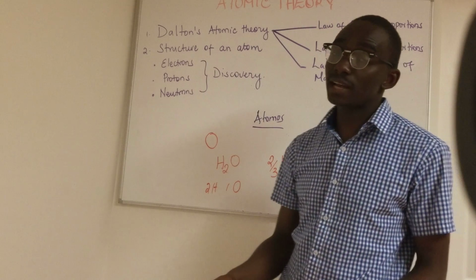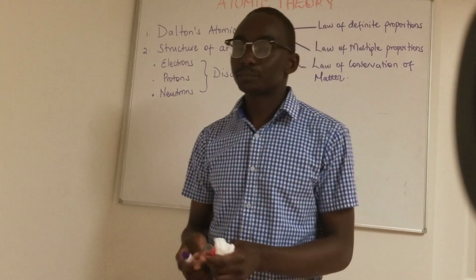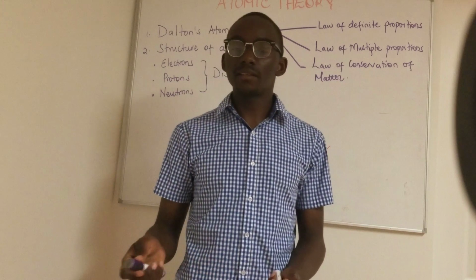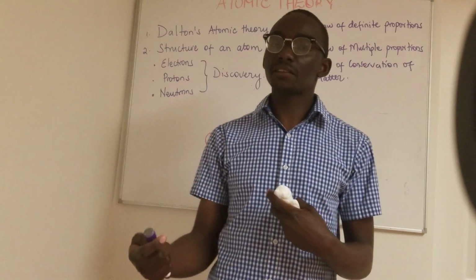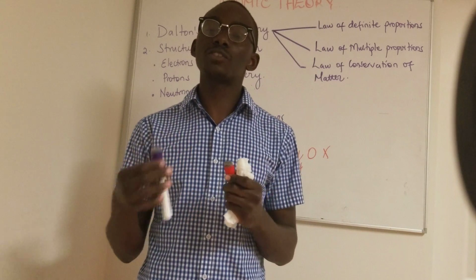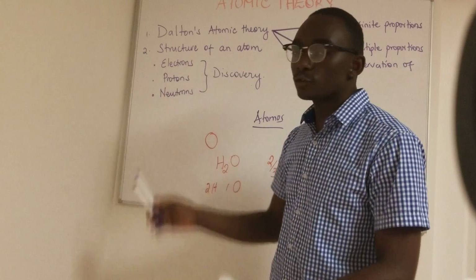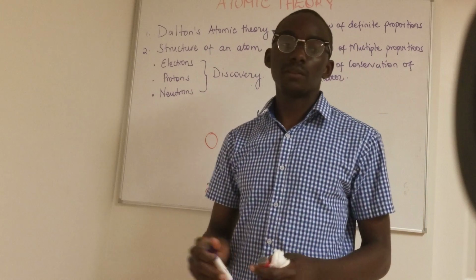Like we said, an atom is the basic unit of an element, and we know that Dalton said that an atom is the basic unit and it's indivisible, but later scientists discovered that atoms consist of what we call subatomic particles, which are electrons, protons, and neutrons. So now we are going to look at how these three were discovered.